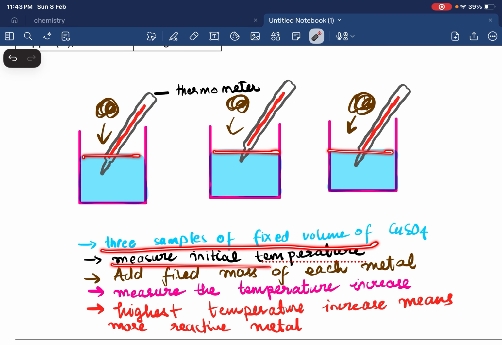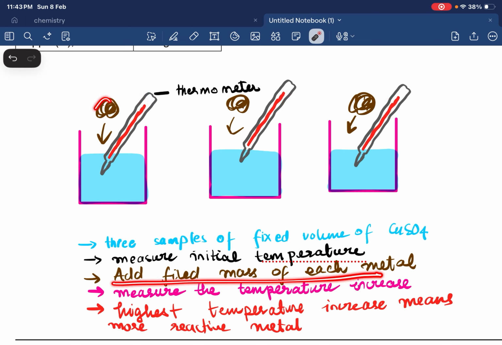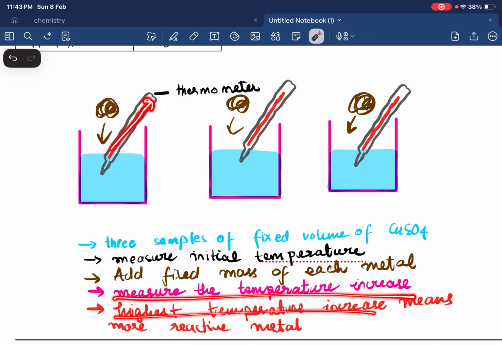Then I measured the initial temperature of each beaker, 1, 2, and 3, right? And then I added a fixed mass of each metal. Like in one I added the manganese, in another nickel, and then cobalt, whatever the 3 metals were. And then I measured how much the temperature increased. The highest temperature increase means the most reactive metal, and the lowest temperature increase means the least reactive metal.